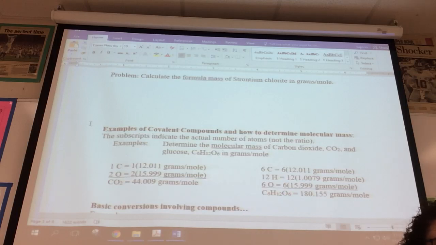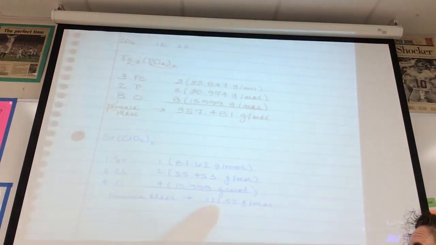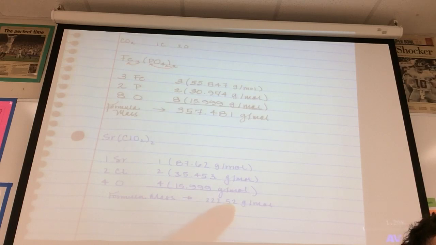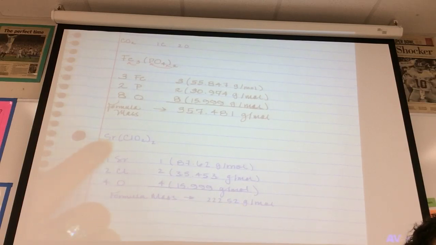Should I reveal the answer or not quite yet? You ready? Yes? I got that. And I did get down to the 100th place because this was to the 100th place. That's not really a very big deal though. So the formula mass for strontium chloride.